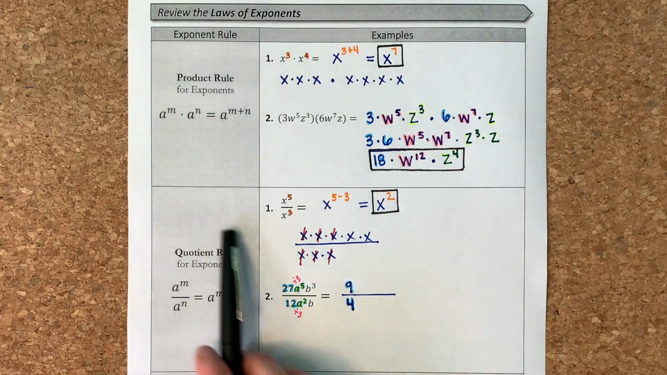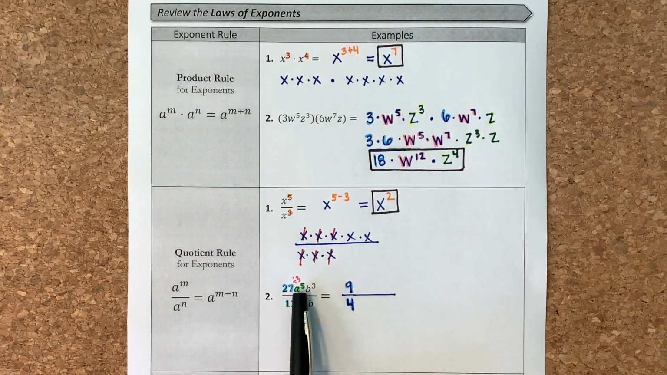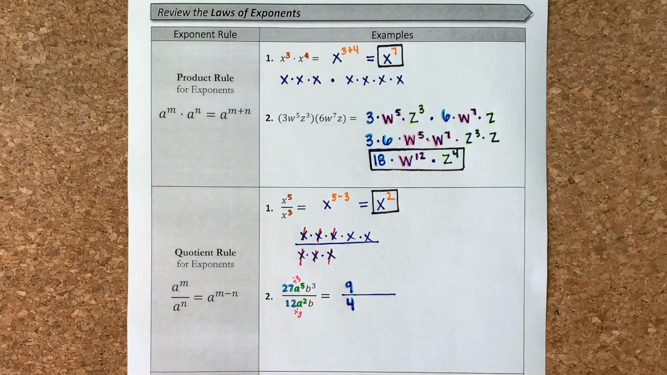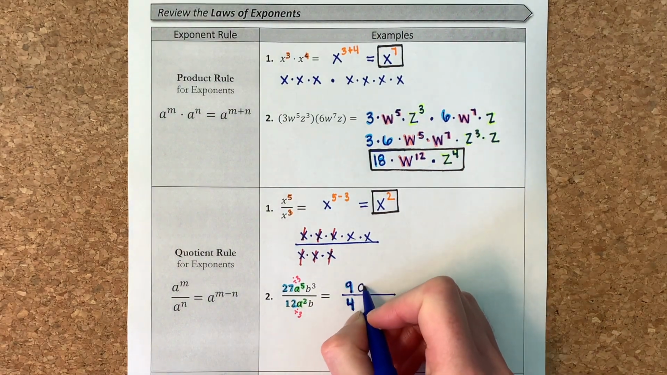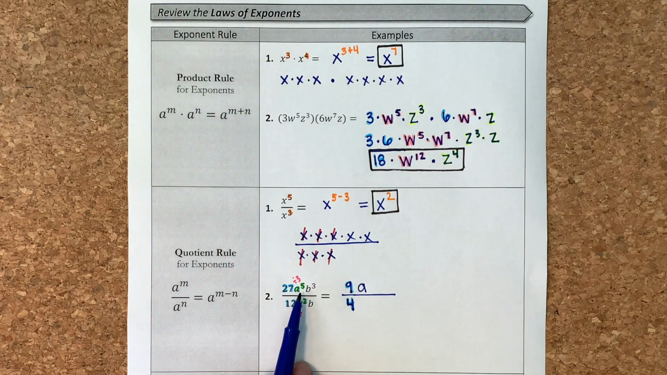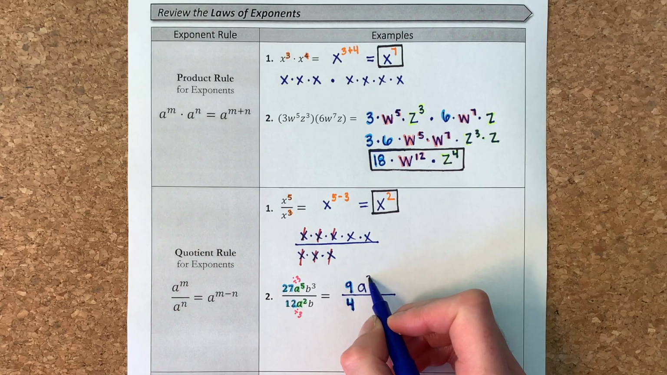And we're going to use the quotient rule here. When you divide two quantities that have the same base, which is a in this case, we keep the base, a, and then we subtract the exponent. So we're going to take 5 minus 2 to give us 3.